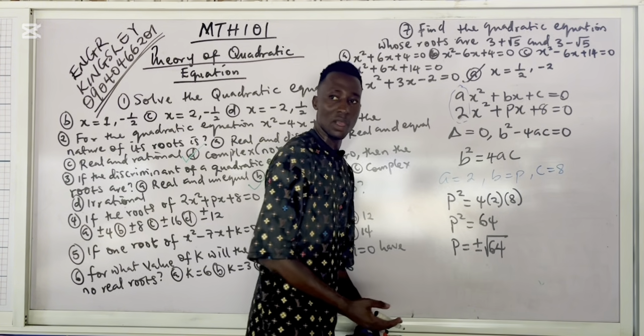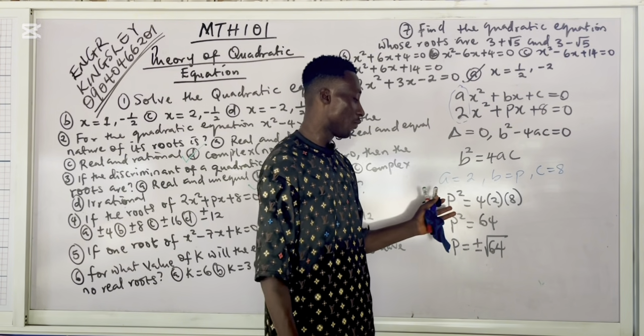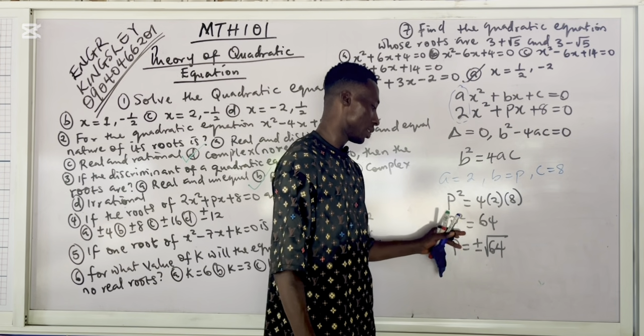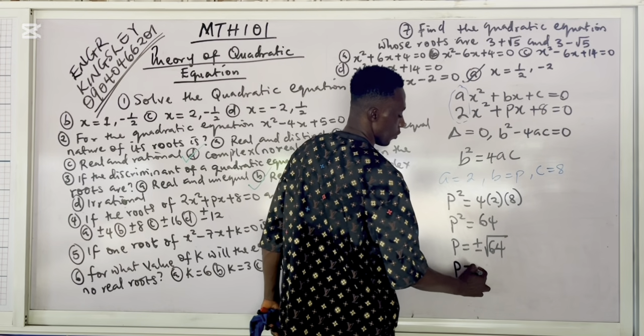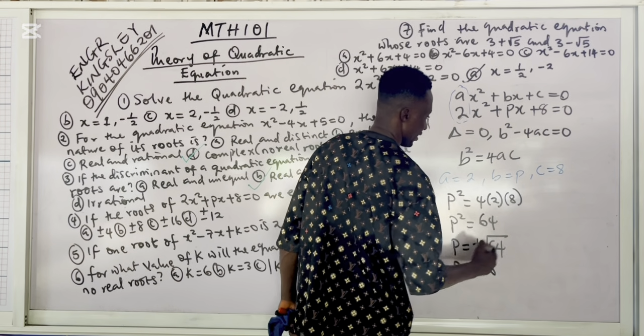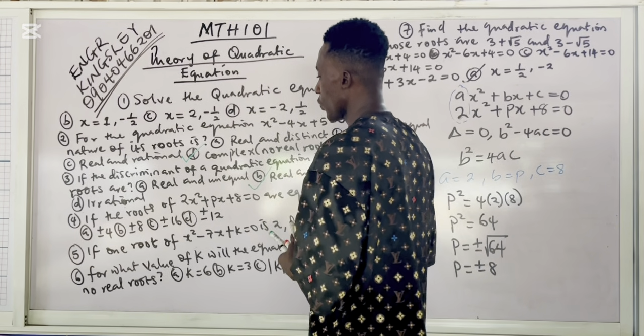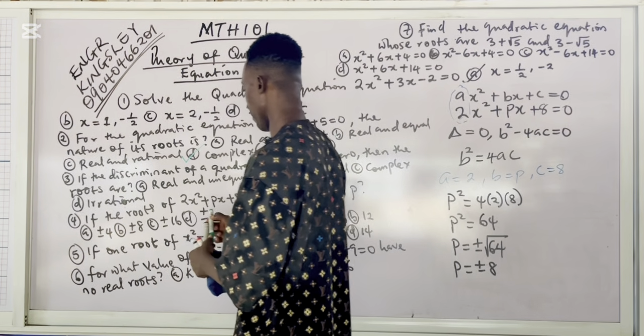Why is it plus and minus? Because this p is quadratic. You are meant to have the two values of p defined, positive and negative. P will be equal to plus and minus square root of 64, which is 8. Which option is correct about this solution? Option number B.